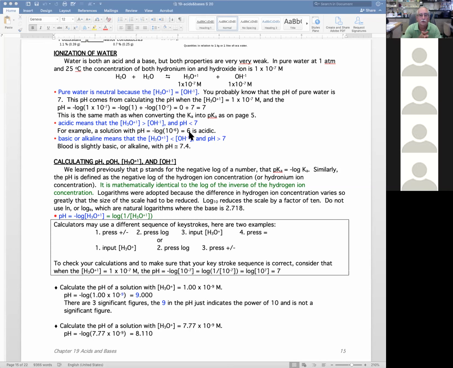So therefore we know that if the solution is less than pH 7, it's slightly acidic. If it's greater than 7, then it's slightly basic or alkaline. So your blood, for example, has a pH of about 7.4. So is it neutral? The answer is no. It's slightly basic or slightly alkaline.